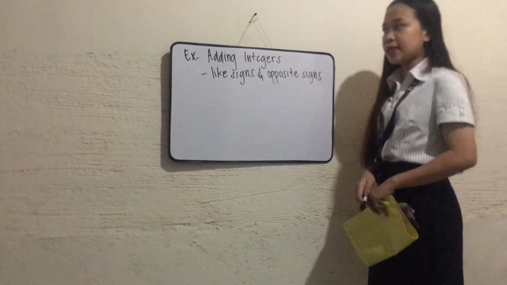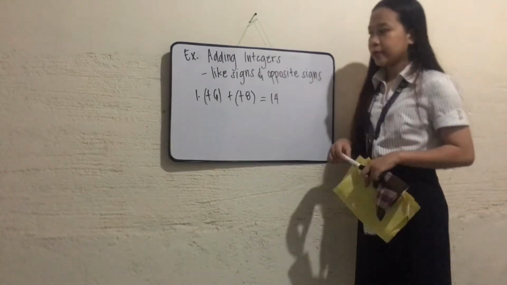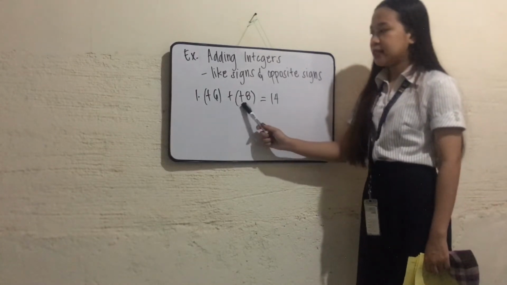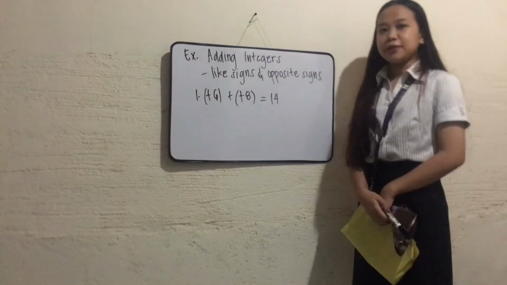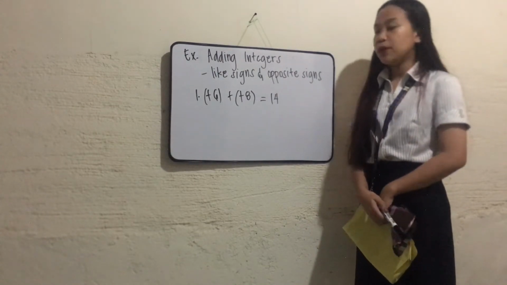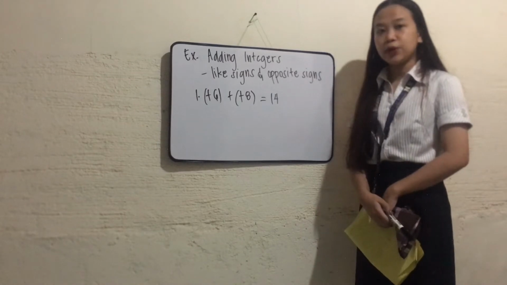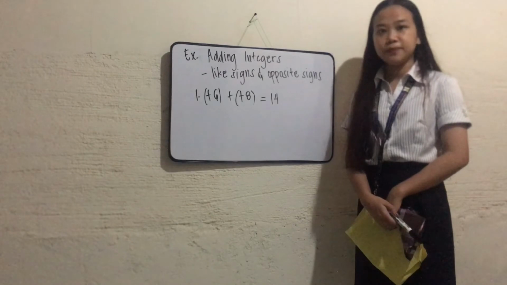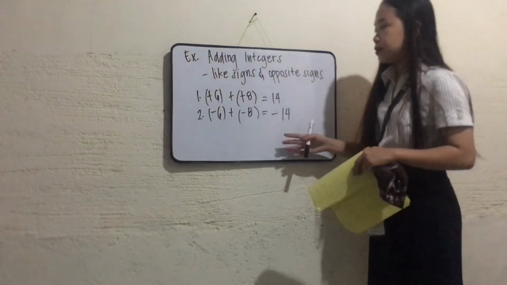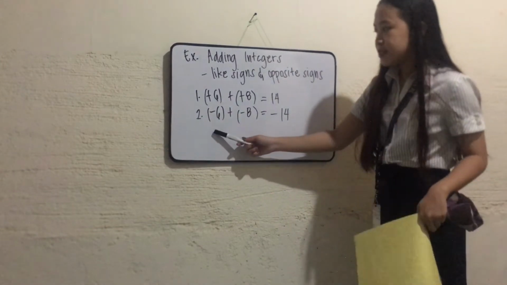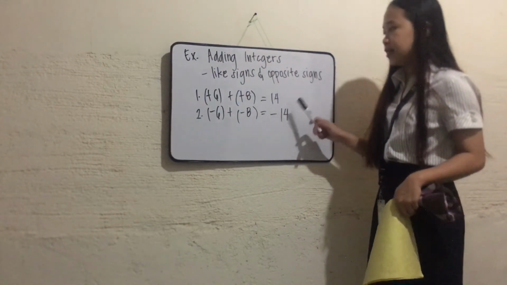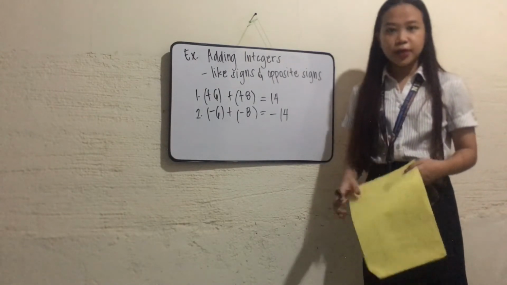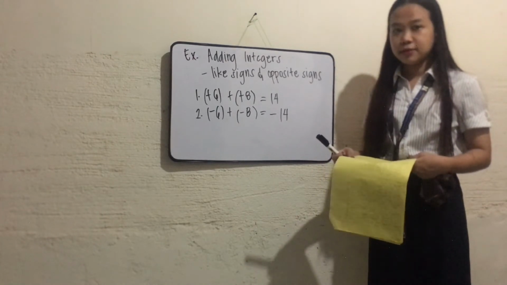So now, let's have an example in adding integers having like signs and opposite signs. First, we have examples of like signs. Positive 6 plus positive 8 is equal to 14. Remember class, if our answer is positive, we don't have to write the positive sign or plus sign in our answer. Is that clear? Yes, ma'am. For example number 2, negative 6 plus negative 8 is equal to negative 14. Did you get it? Yes, ma'am. Is there any question? None, ma'am.